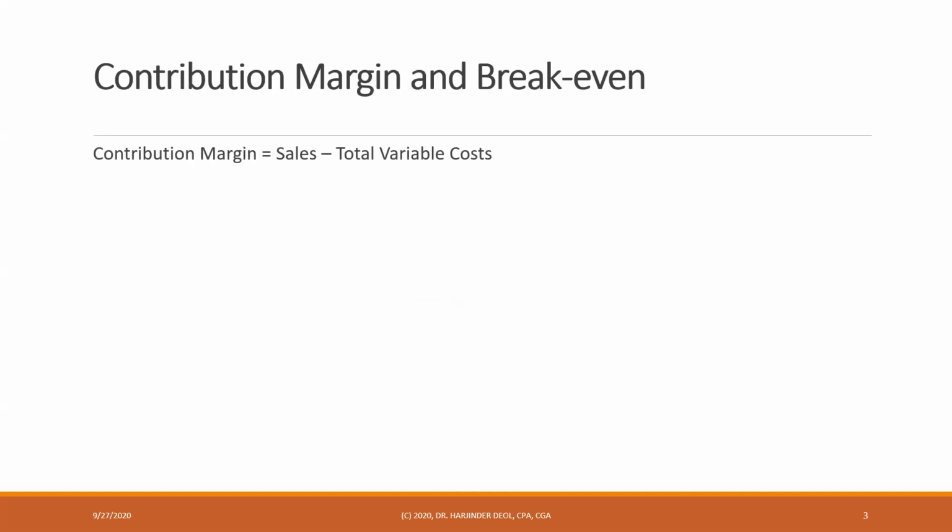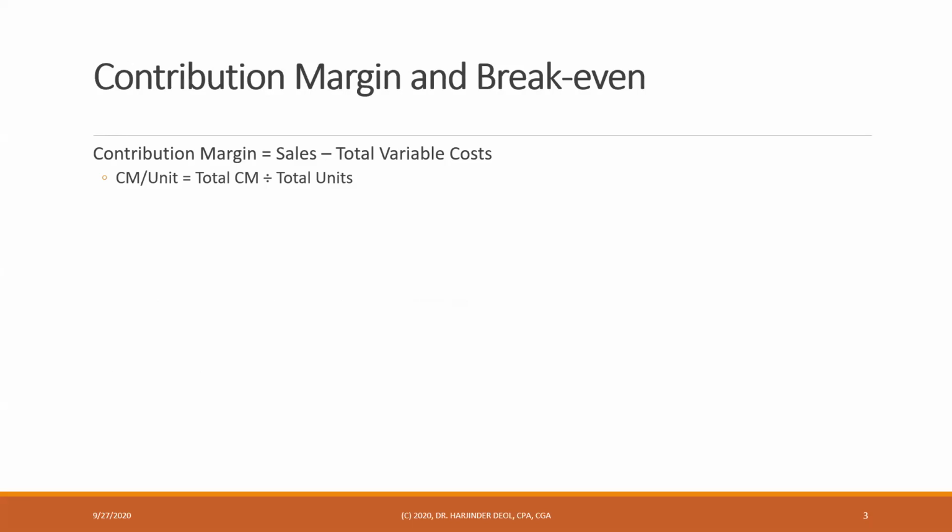Your contribution margin is your sales minus your total variable cost. Now this is something that we have seen in our contribution format income statement as well that was discussed in chapter 3. So that's what your contribution margin is. It's equal to your sales minus your total variable cost.